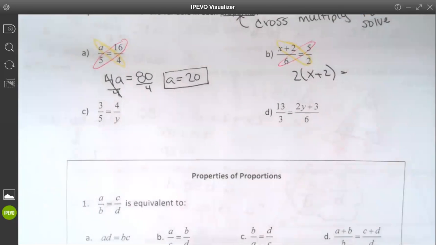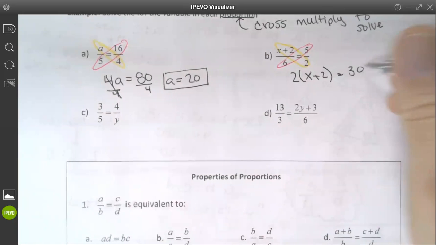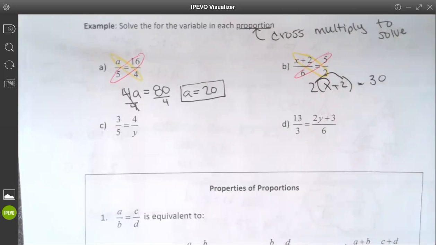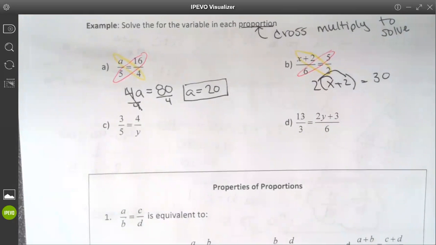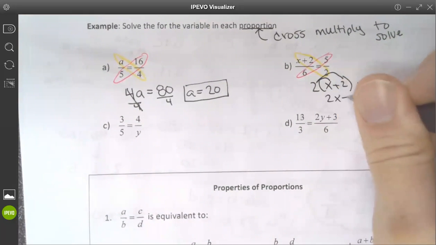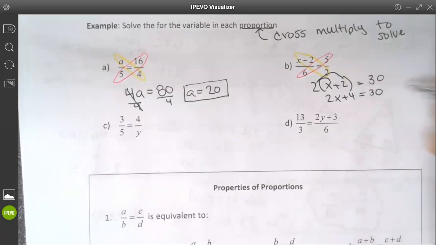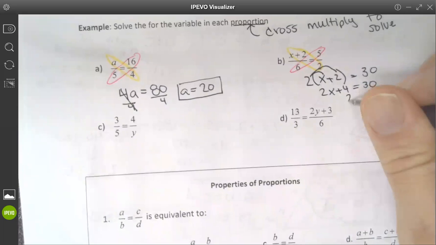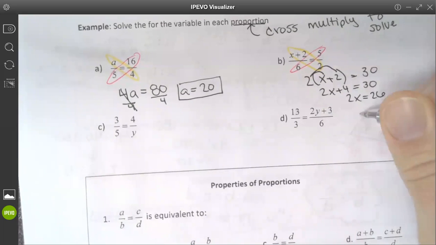And I have 5 times 6, 30. And I'll distribute that 2 through. So before I go to solve, I'm going to distribute and then solve from there. It's still just an algebra equation, but I need to know how that works when I have more than one term. So that gives me 2x equals 26 and x equals 13.